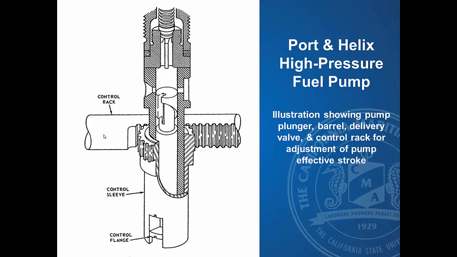And then you have a control rack, and that control rack rotates the control sleeve, and there's a flange on the pump plunger, and when the control sleeve turns, that rotates that plunger back and forth. You have the land on the plunger, and then you have the helix underneath it. The wider that land, the longer the duration of fuel injection.